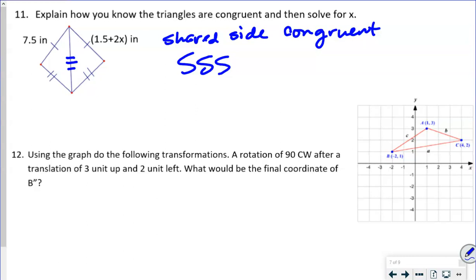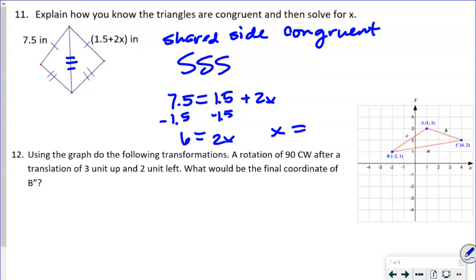Then it says solve for x, so we know that we got that one tick side 7.5 is going to be equal to 1.5 plus 2x. So we're going to subtract 1.5 from both sides, right? So that's going to give us 6 over here is equal to 2x. So this would mean x is equal to 3 because we're going to divide both sides by 2.